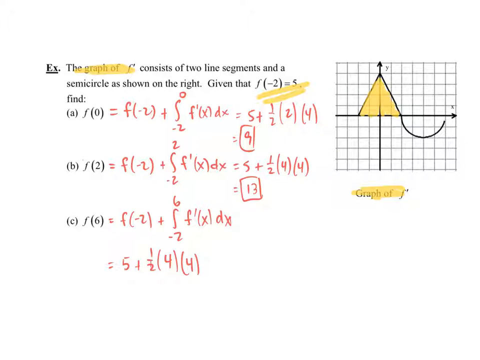And then if I go all the way to 6, now I'm going to be adding in that half circle that is here. Now, since that's below the axis, I know that I'm going to have to subtract it because it's going to be negative, and that is half of a circle of radius 2. So that would be minus 1/2 pi times the radius squared. And so this is going to end up being 13 minus 2 pi.